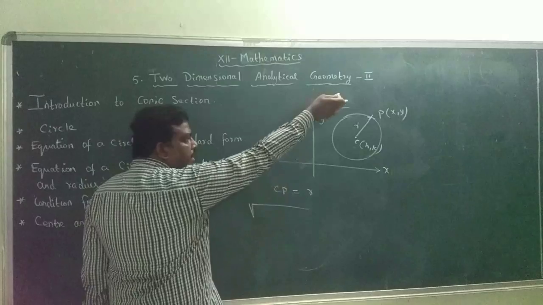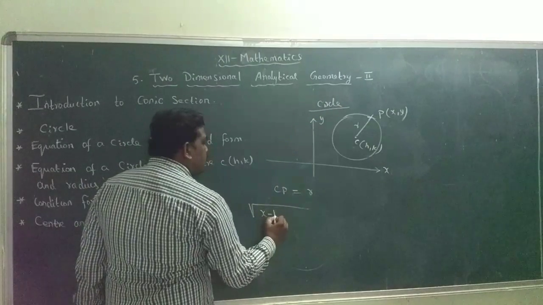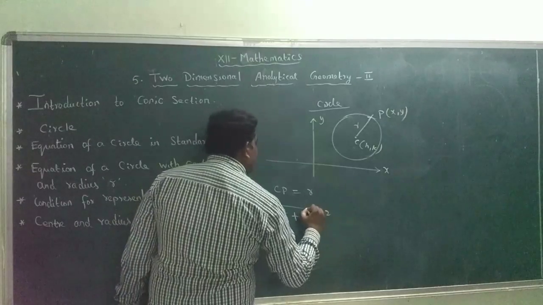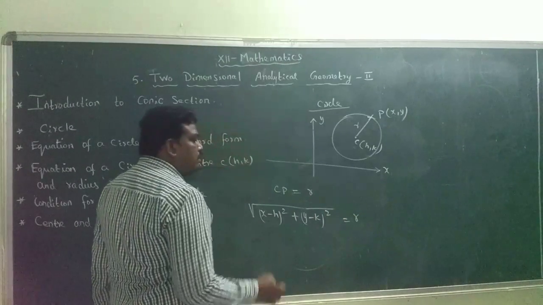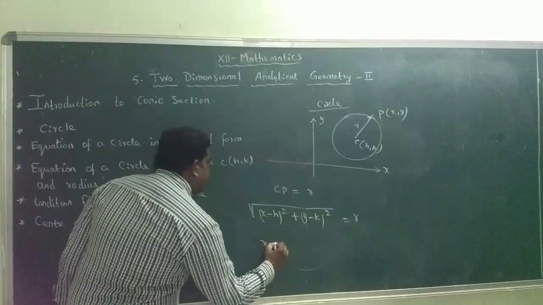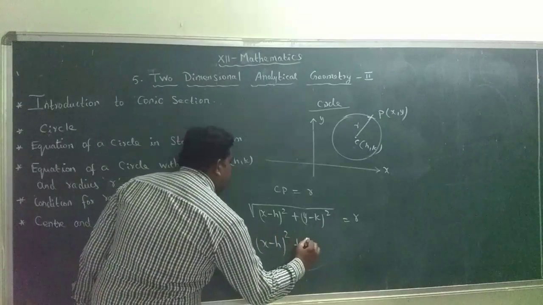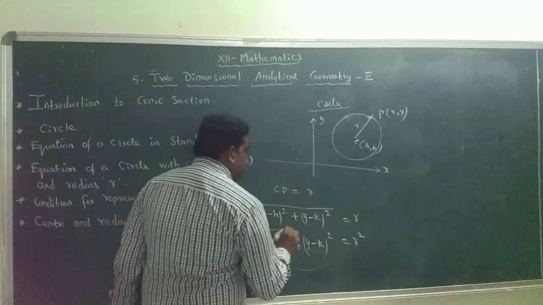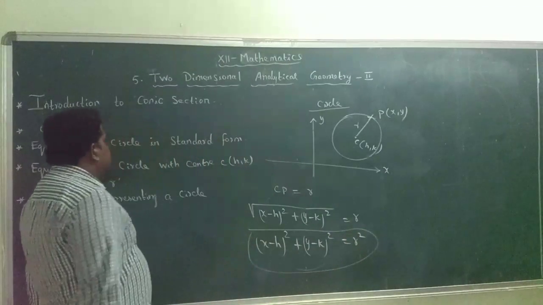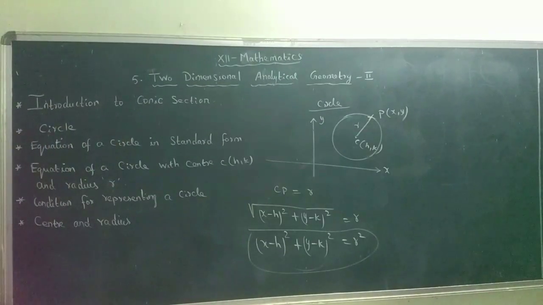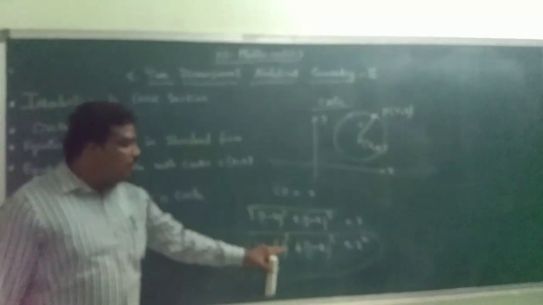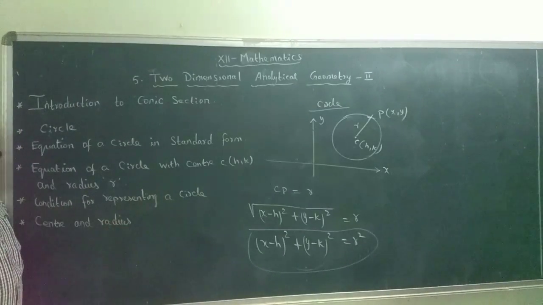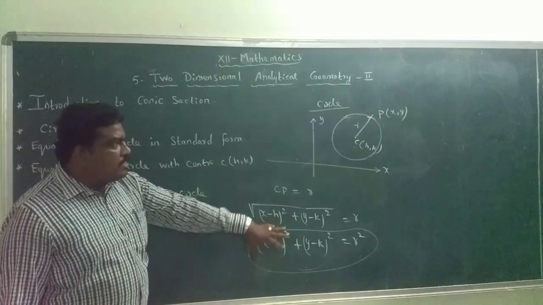எப்படி சார் கண்டுபிடிக்கிறது? Square root of x2 minus x1 the whole square plus y2 minus y1 the whole square is equal to r. Now just square on both sides, you can get x minus h the whole square plus y minus k the whole square is equal to r square. Now this is known as the general equation of circle அப்படின்னு சொல்லுவாங்க. Equation of circle with the center h, k and radius r அப்படின்னு சொல்லுவோம். இதுதான் ஜெனரல் ஈக்குவேஷன் கூட சொல்லலாம் இல்லை. ஏன்னா this is not a standard one.